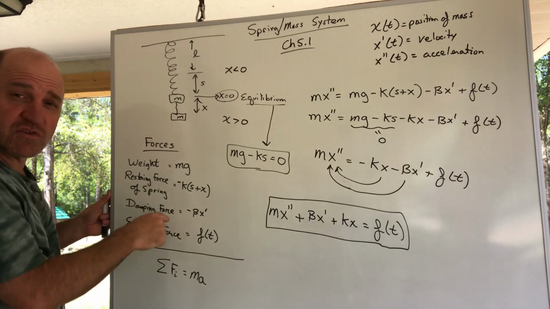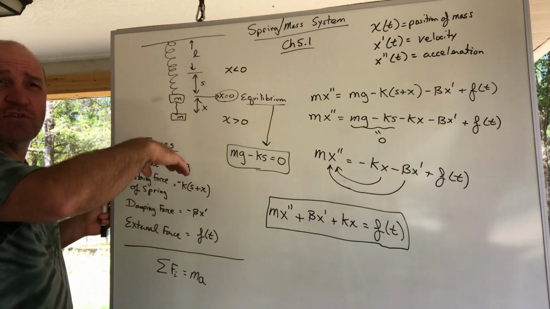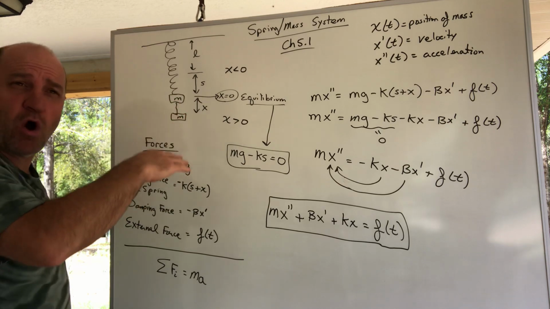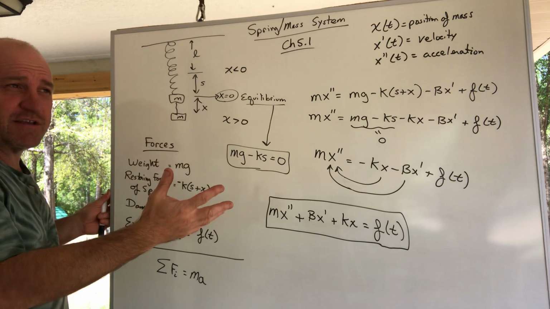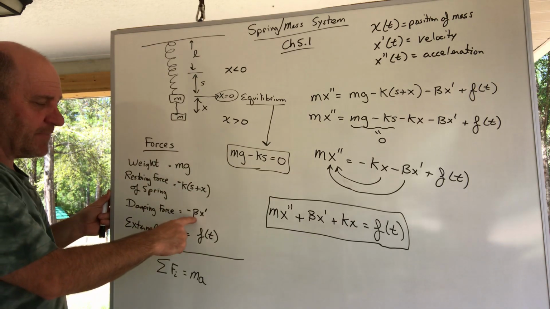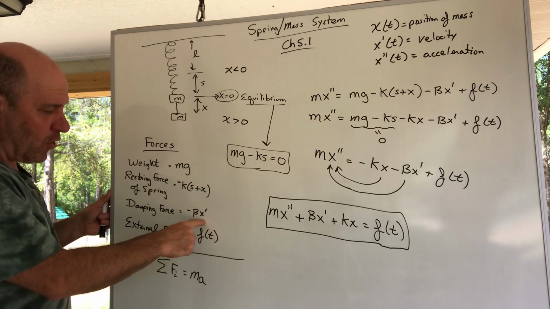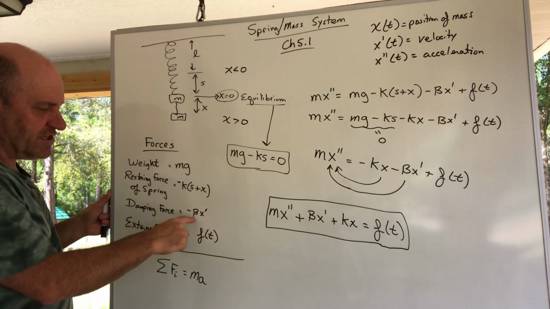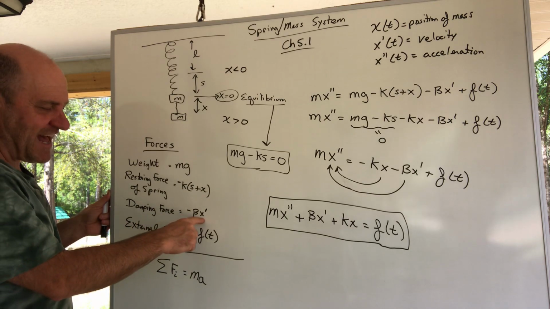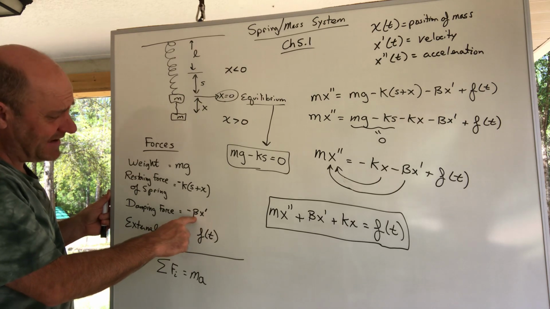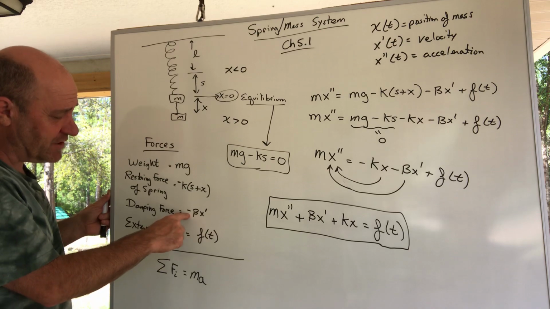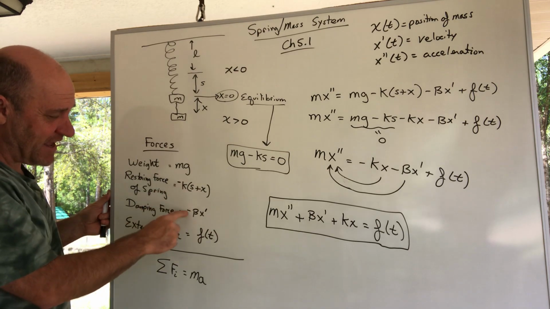The damping force is like air resistance. This spring could be in air, could be in water, the mass could be moving in various substances where we have some friction, or a damping force, which is proportional to the velocity. So it's beta x prime, where beta is some constant of proportionality. And it's opposite the direction of motion. This is opposite, these are negative.